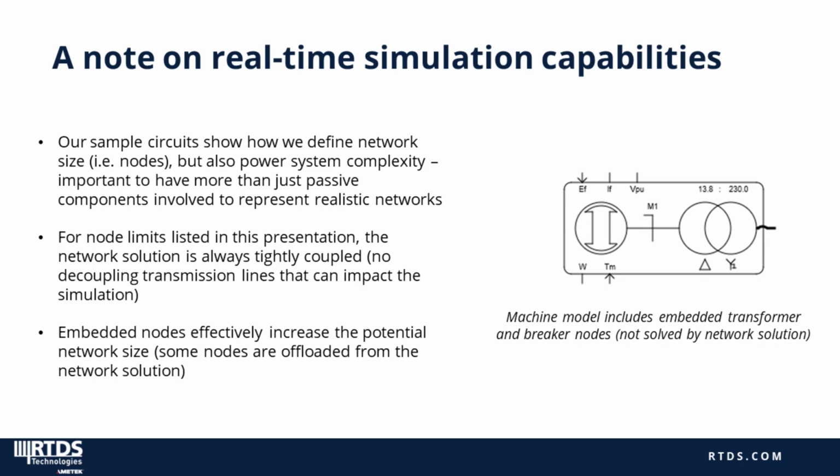And finally, anytime we're talking about node limits here, we are talking about tightly coupled nodes. So if we mention a maximum node number, that is in one tightly coupled network solution. There's no subsystem splitting involved, which then introduces a traveling wave interface, which can add some shunt capacitance to the system. So tightly coupled networks that assume some complexity.